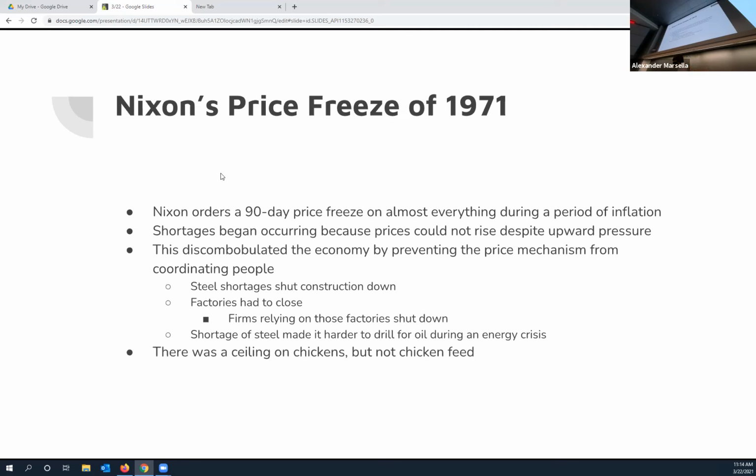This is kind of the disturbing example. There was a ceiling on chickens, but not chicken feed. So farmers found that it would be more cost effective if they just killed millions of chickens. This really happened. You can Google it. It was cheaper than feeding them and selling them. They just killed them. Pretty disturbing. This was one of the unintended consequences of the price ceilings.